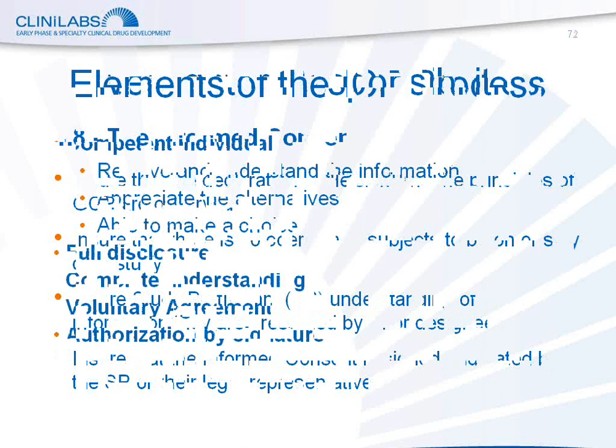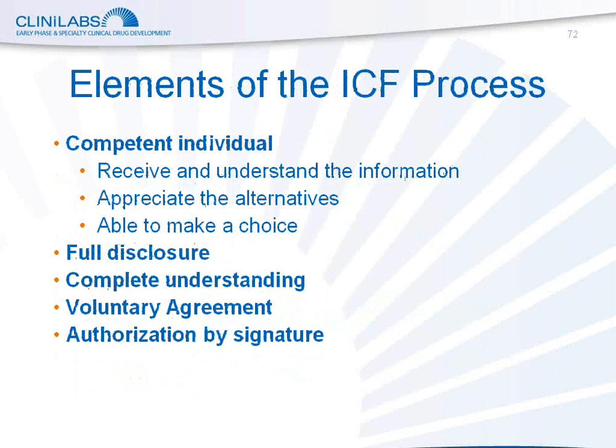Some of the elements of the informed consent process: that it's a competent individual, that they receive and understand the information, appreciate the alternatives of doing the study or not doing the study, and can make a reasonable choice, that they're of mentally sound mind and understand the choices and can make that choice. You have to have full disclosure about the study and alternatives. You have to make sure there's complete understanding of the study and that it's really a voluntary agreement, not any coercion, and that the signature authorizes this agreement.